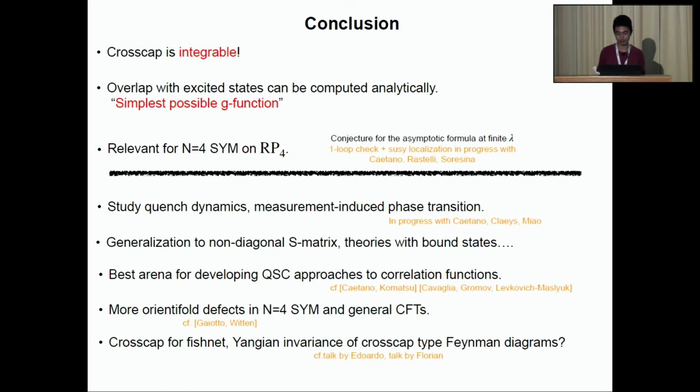And another comment that I wanted to make is that in the analysis of N equals 4 super Yang-Mills, I mentioned that the diagram that contributes to the one-point function is maximally non-planar in some sense. So I would expect that there might be some Yangian invariance also for non-planar diagrams if it comes from some kind of crosscap type contractions. And that's the end of my talk. Thank you very much.